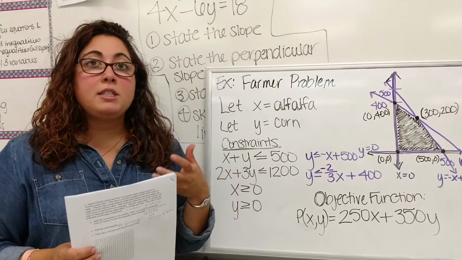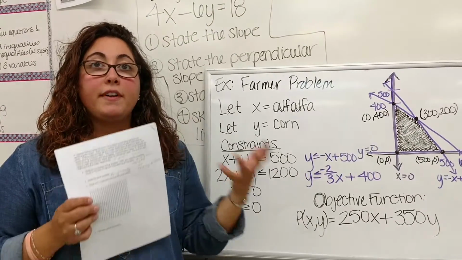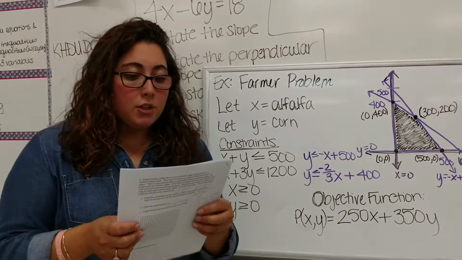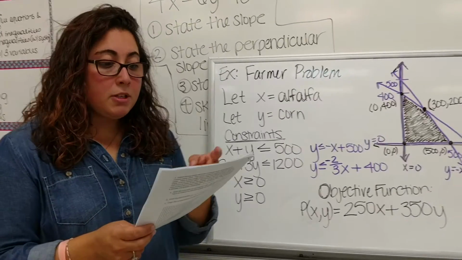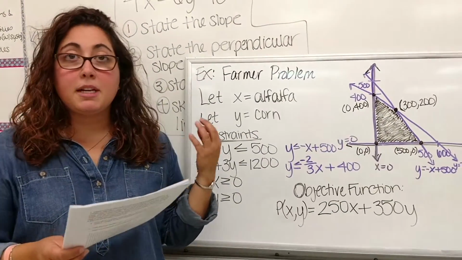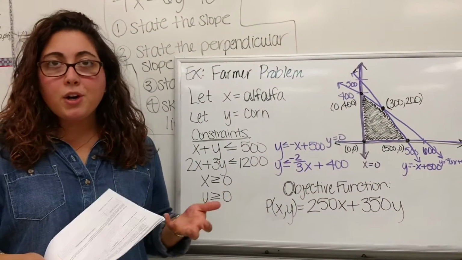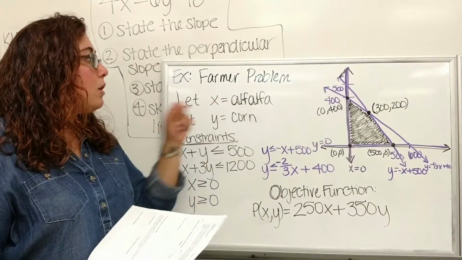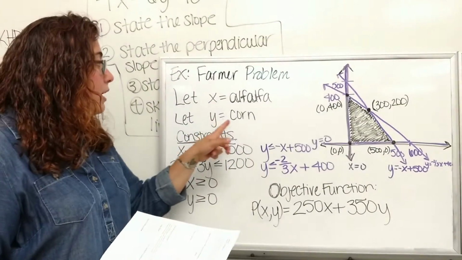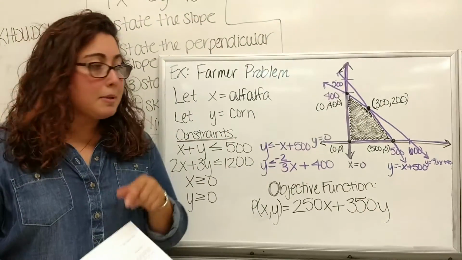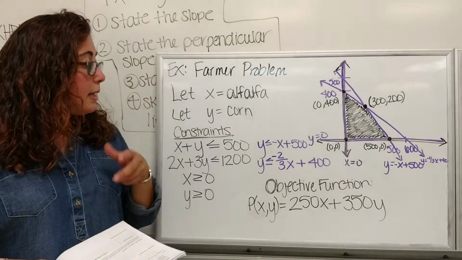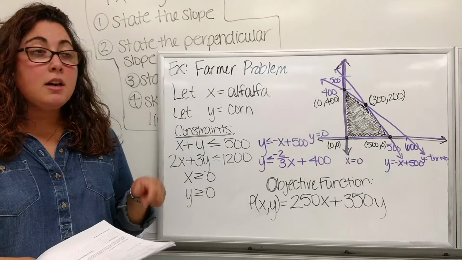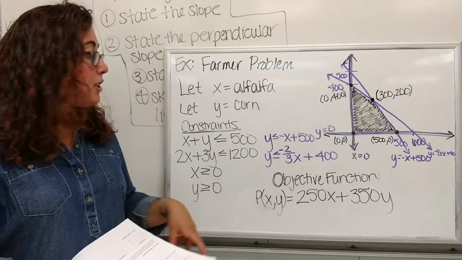So step two is to figure out what you want your variables to be, to define your variables. That usually comes from the question. How much of each crop should the farmer grow in order to maximize his profits? Well, what crops are there? There's two crops: alfalfa and corn. So we're going to let X equal our alfalfa crop, and Y equal our corn crop.